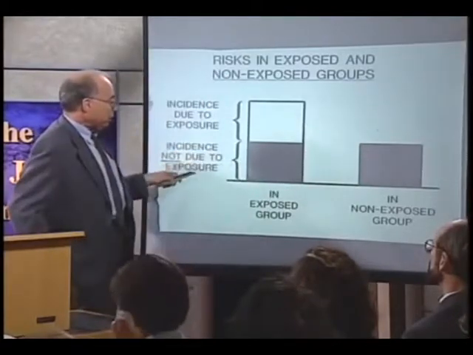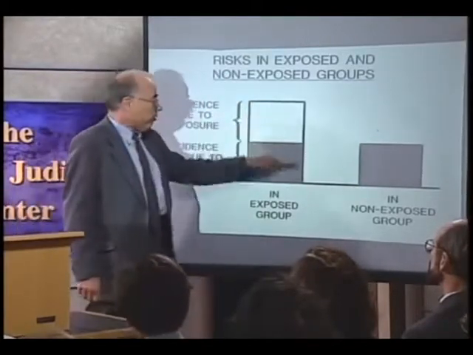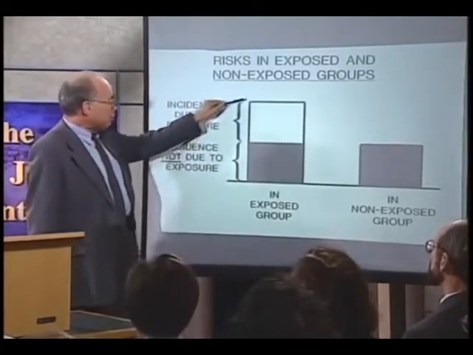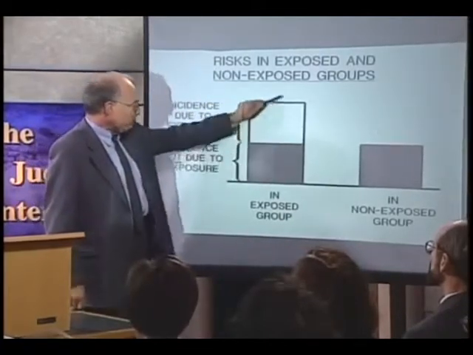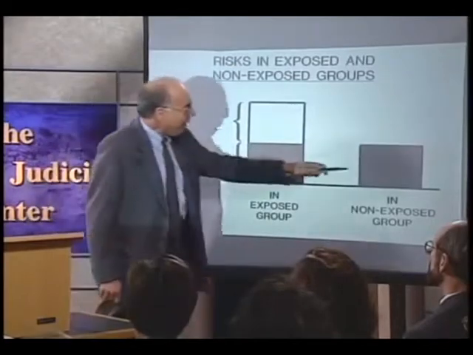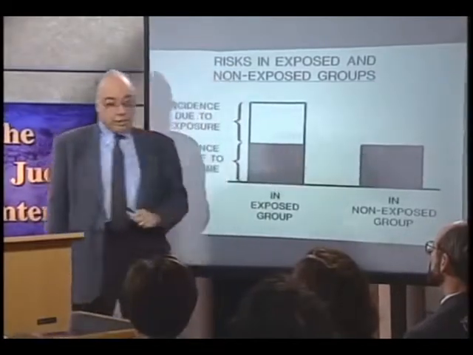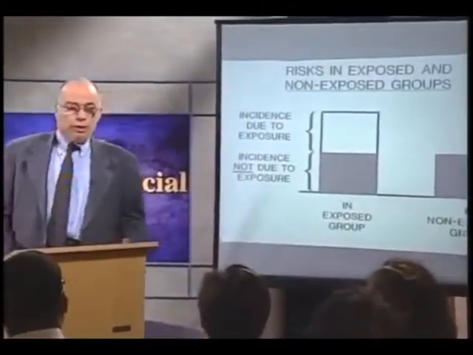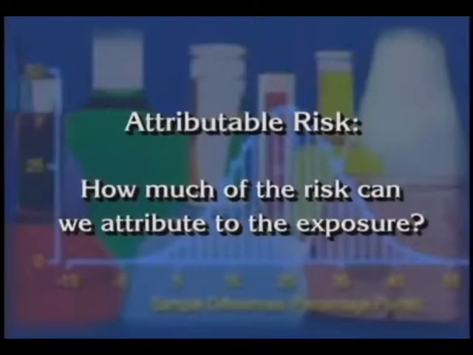If we want to calculate how much of this risk is due to the exposure, we would take the total risk in the exposed group, and subtract from it the risk in the non-exposed group. This would be the attributable risk. This would tell us how much of the risk we can attribute to the exposure.